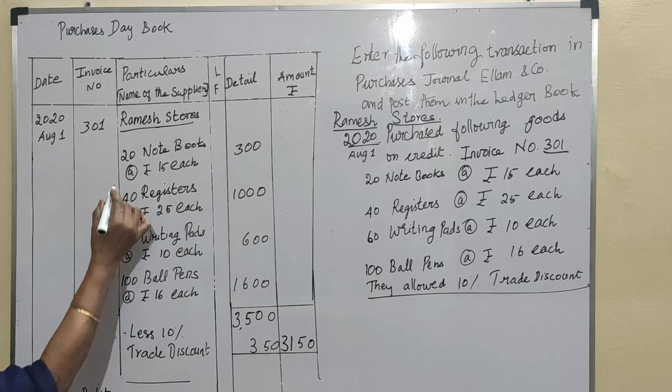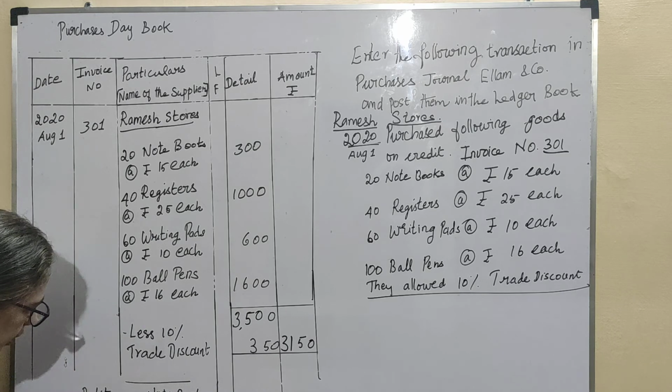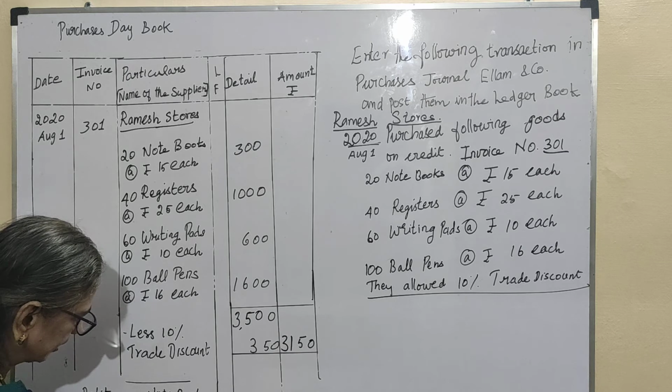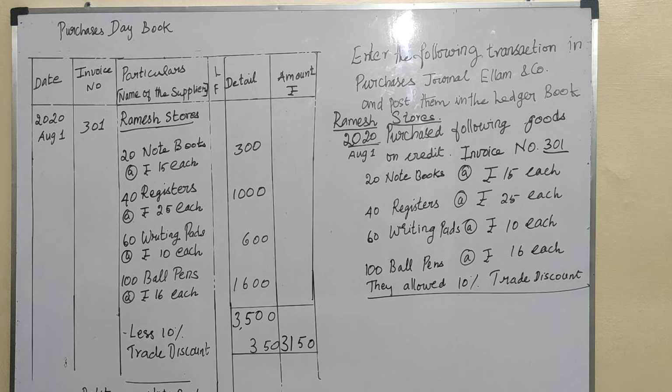In this column we are writing debit note, and we are giving the details about the invoice number, etc. And suppose 2 notebooks at rupees 15 each, how much are we returning? We are returning 30 rupees worth, minus 10% trade discount allowed by the supplier. Minus 10% is 3 rupees, and the net amount 27 will be returned by the supplier. So this is the purchase return book.